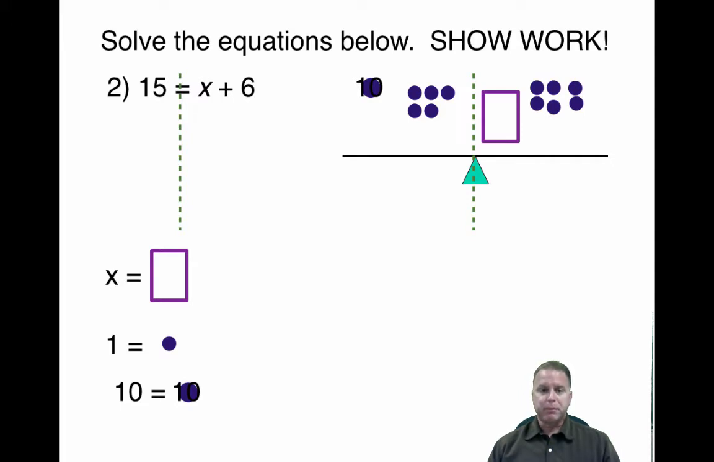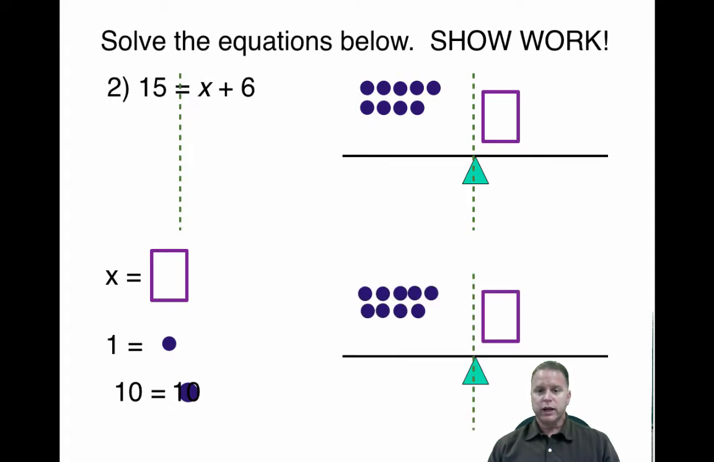Now our goal is to get the variable, the box, by itself. So that means we need to get rid of those 6 dots. So I start getting rid of dots here. And they're popping. I had to borrow from the 10, so that's going to leave me 9 dots on the left side. I now have my box all by itself. So we end up with 9 equals the box, or 9 equals x.